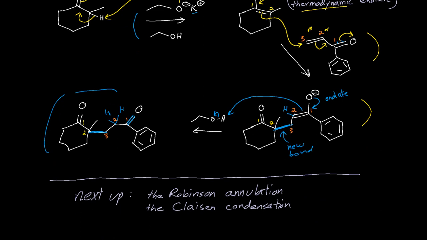Next up, the Robinson annulation. Annulation is ring forming. And Claisen condensation, generally talking about creating enolates from esters. Up to now, we've just looked at enolates from ketones. So there's a whole series of reactions using ester enolates.